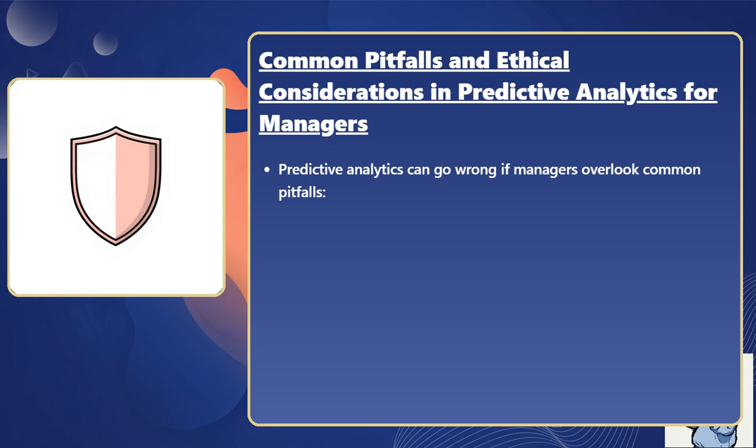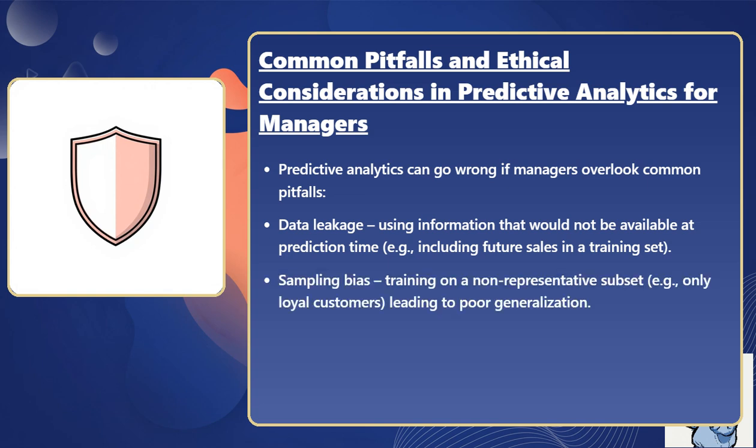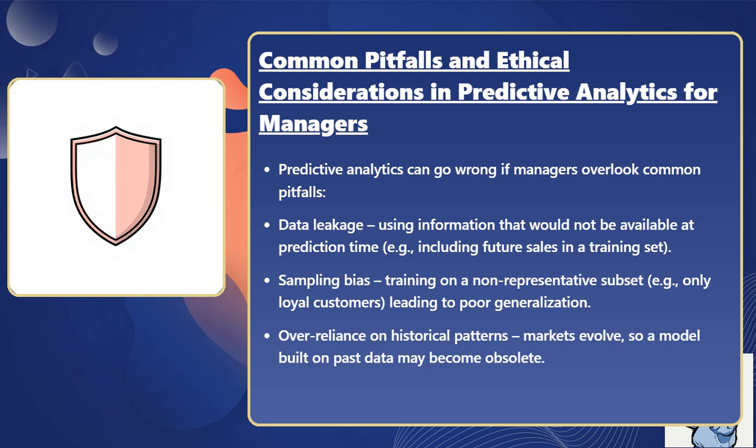Predictive analytics can go wrong if managers overlook common pitfalls. Data leakage: using information that would not be available at prediction time, for example including future sales in a training set. Sampling bias: training on a non-representative subset, for example only loyal customers, leading to poor generalization. Over-reliance on historical patterns. Markets evolve, so a model built on past data may become obsolete.